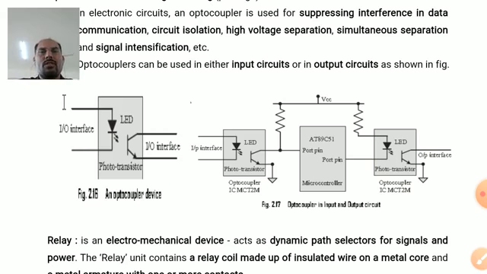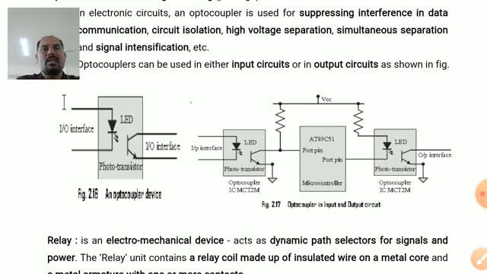So we know the working of a transistor. Whenever we give some current to the base terminal, the transistor turns on and current flows from its collector to the emitter. Here it is a phototransistor. It means that whenever light falls on the base terminal of that transistor, the transistor turns on and there is a current flow between its collector and emitter terminals.